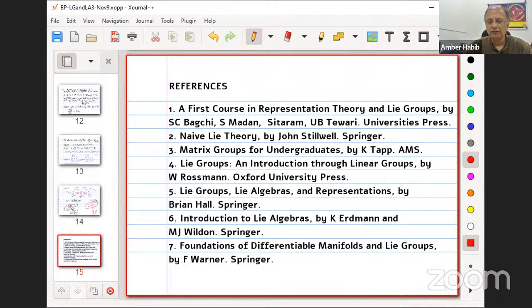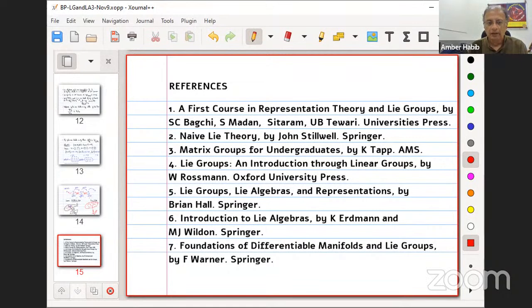Matrix Groups for Undergraduates by Kristopher Tapp. It's one of those AMS Student Mathematical Library books. So again, another nice introduction to matrix groups. These two are very nice if you want to do anything with undergraduates, for example. They are good for introducing even a second year undergraduate student to the basic phenomena involving Lie groups and Lie algebras.